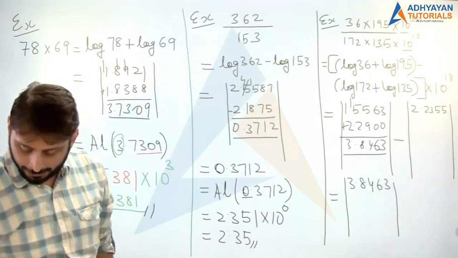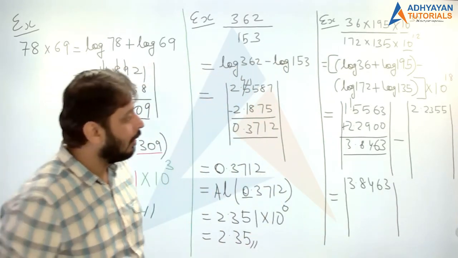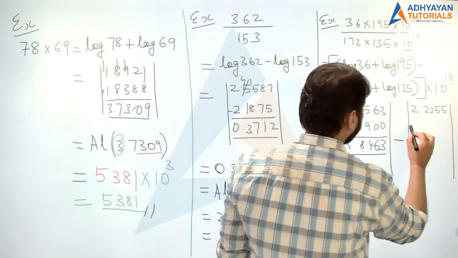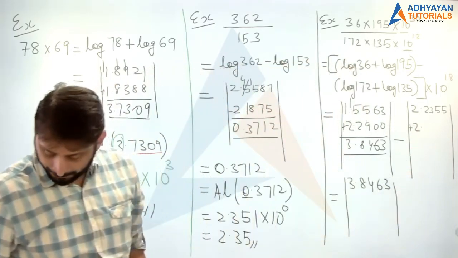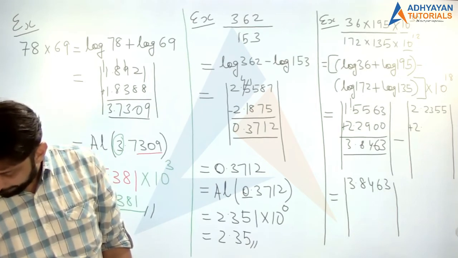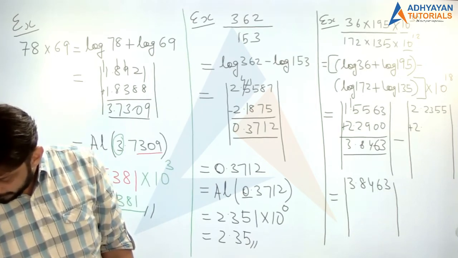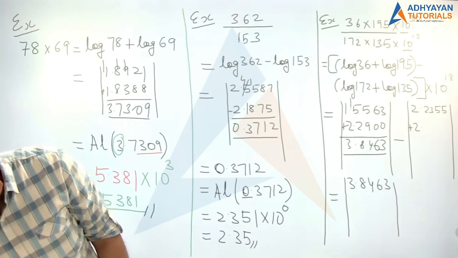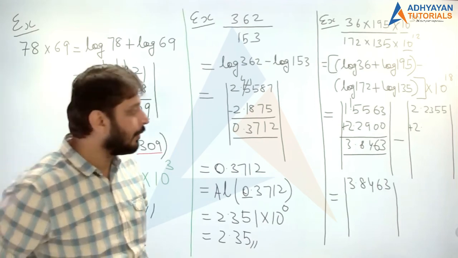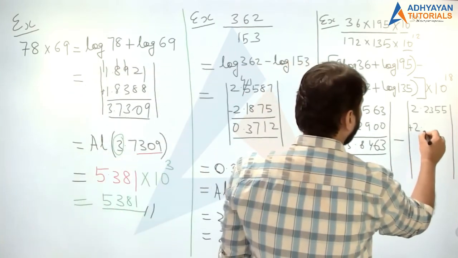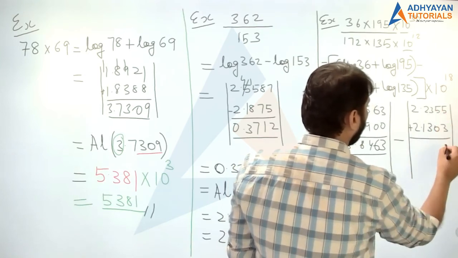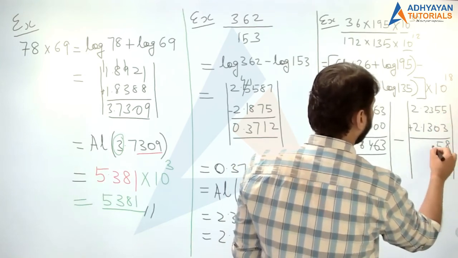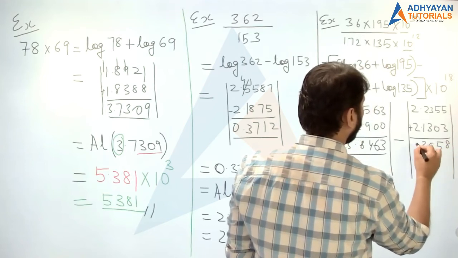Then log of 135 will be again 2 point. This has to be added. 2.13, the value of 13 under 5 goes up to 1303. 1303, my dear students. So let us add them. 5 and 3, 8. 5, 3 and 3, 6. 2 and 1, 3 point.